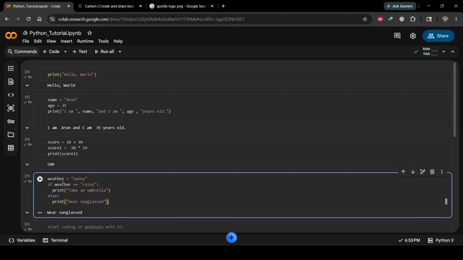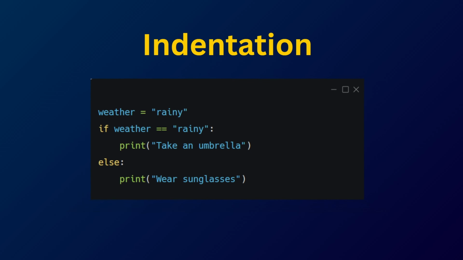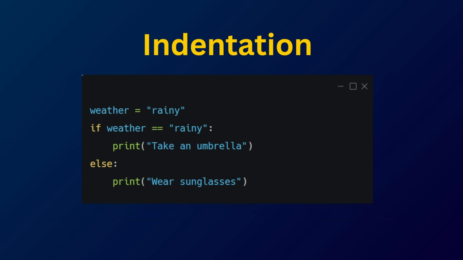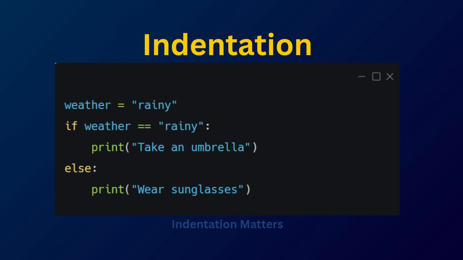See here, now my value of weather is sunny. So it is checking if weather is rainy, but my value of weather is sunny. So it is failing here. So the else statement is being run here. Did you notice the colon at the end of the line and the indentation on the next line? That indentation is crucial for Python to function properly. It tells the computer which code belongs to the if statement. Now try changing the weather to sunny and try it again. So indentation matters a lot in Python.